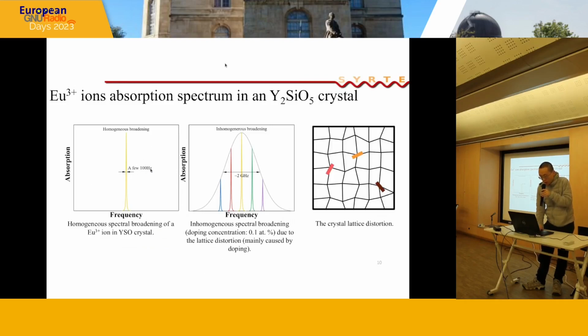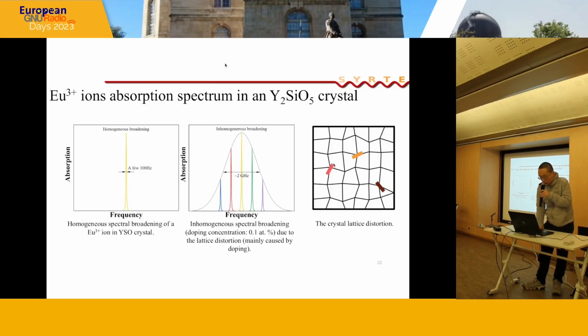a few 100 hertz, compared to the helium neon laser I mentioned before, which is in the kilohertz region. And here is the inhomogeneous spectrum broadening. Spectrum broadening is introduced by the distortion of the lattice of the crystal, mainly introduced by the doping. As you can see here, the true absorption band in the crystal is about 2 gigahertz.